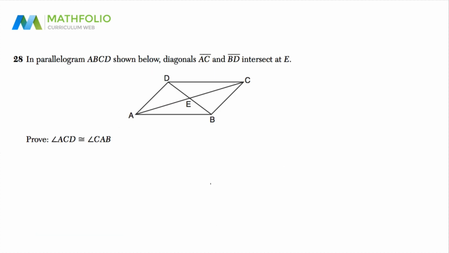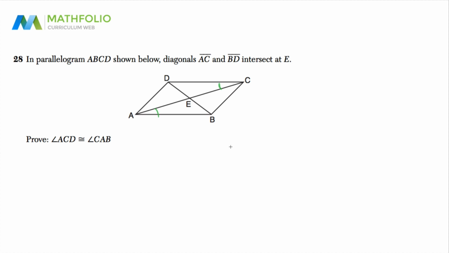Okay, so here's 28. We're asked to prove that ACD, A to C to D, and we're talking about this angle. We're trying to prove that angle is congruent to CAB, C to A to B. Alright, well, if these two lines are parallel, DC and AB, then we know that these two angles are alternate interior. They have to be the same. So anyways, it wants us to prove.